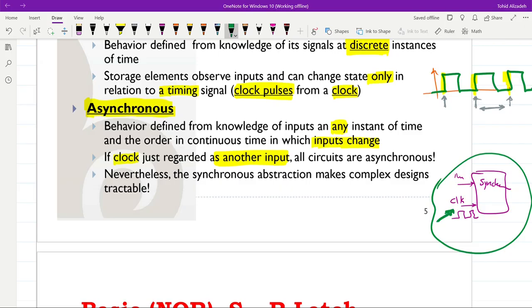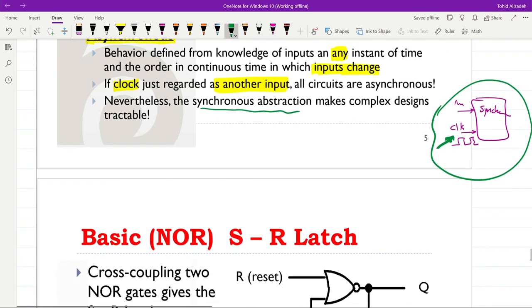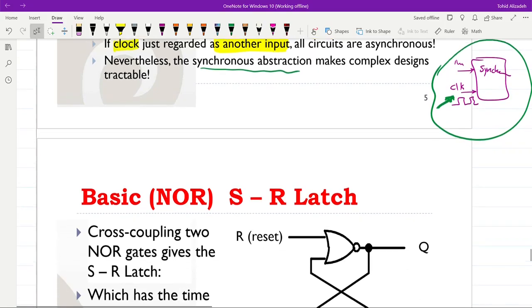However, the synchronous abstraction makes complex systems tractable to design. So this will be beneficial for us if we have a system which could be considered as a synchronous one. The design will become easier.